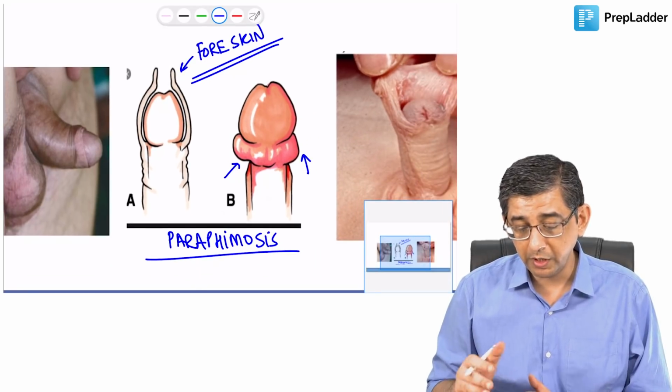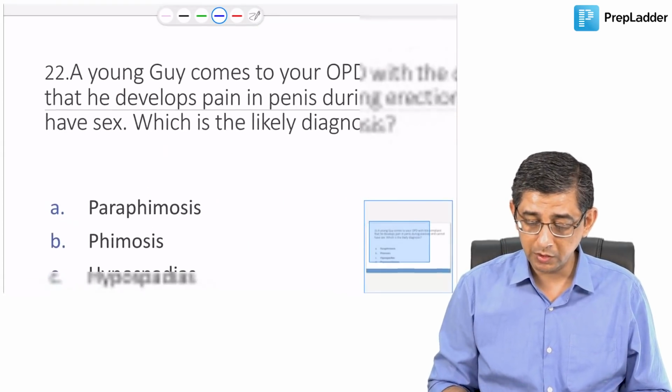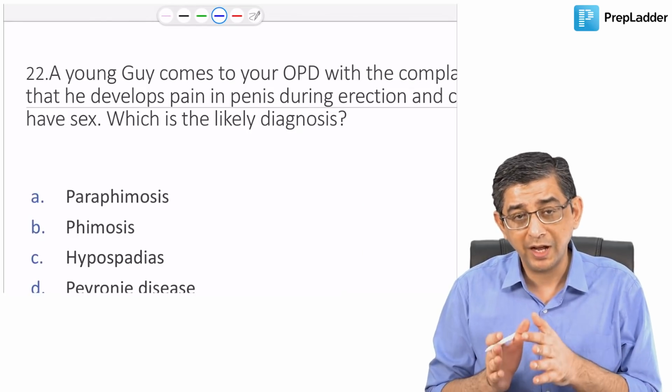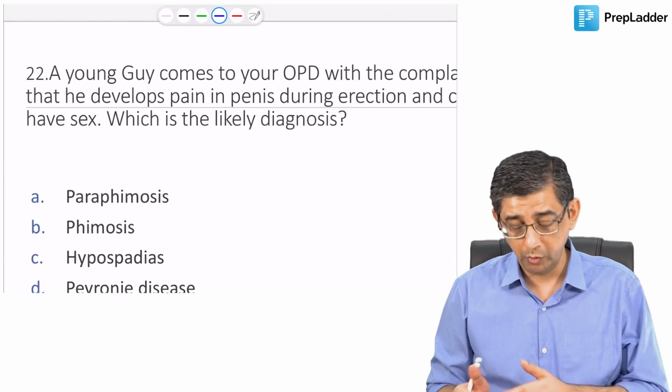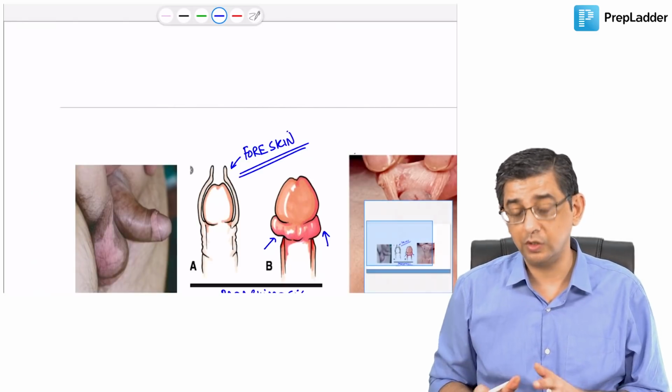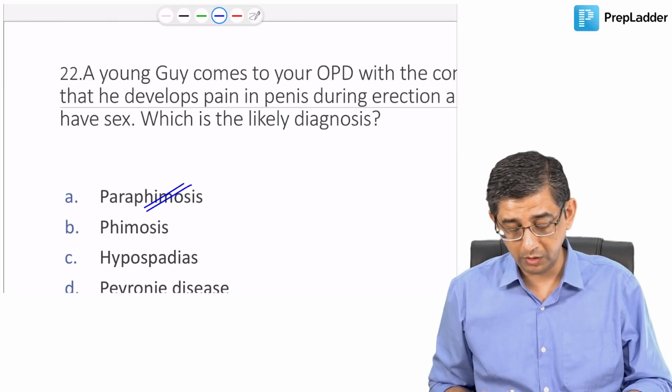So this is definitely not the presentation of this guy, because the question is simply saying that he develops pain in the penis during erection. He cannot have sexual activity. I'm ruling out paraphimosis, which is a medical emergency. Once the foreskin goes back, it's not going to come back. Let's go to another option.